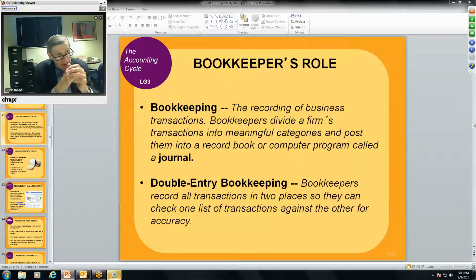Then we have something that is known as double entry bookkeeping. By the way, this process, double entry bookkeeping, has been around a very, very long time. It's not new. All transactions are recorded in 2 places. That's a check and balance. That's exactly what it is, to make sure the figure is accurate. Very, very important.